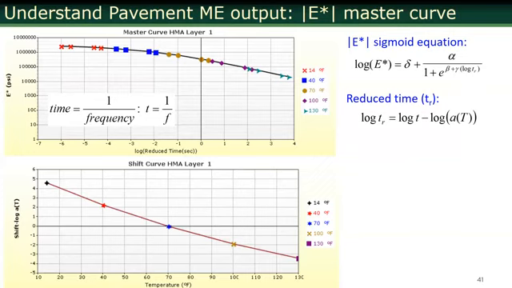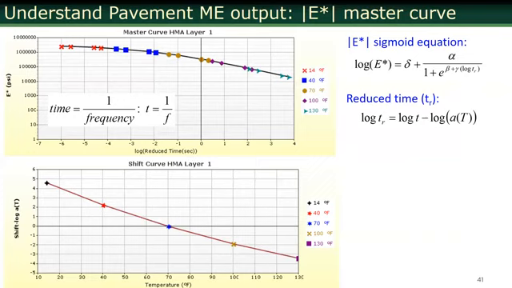If you take the log of both sides, this is the same thing as log of fr is equal to log of f plus log of a of t. Mathematically, these are the same things. So fr is 1 divided by tr. f is 1 divided by time. And a of t is the same. This is how it is.